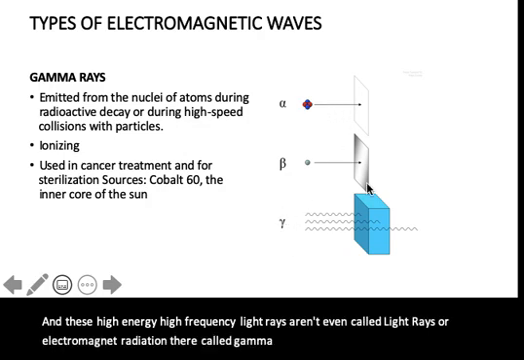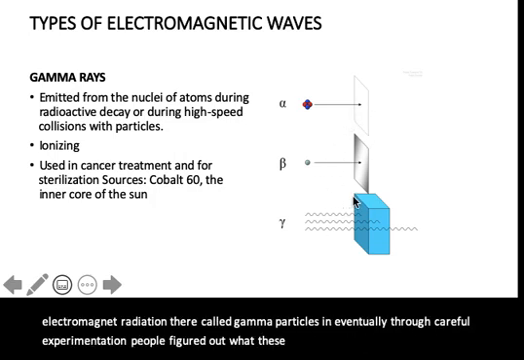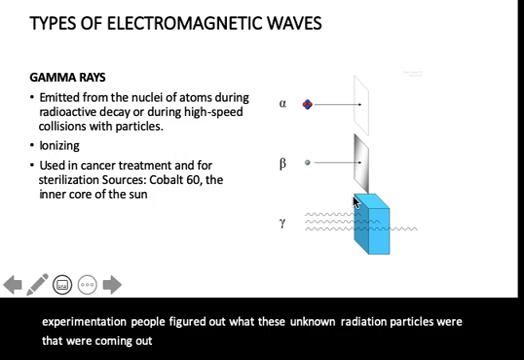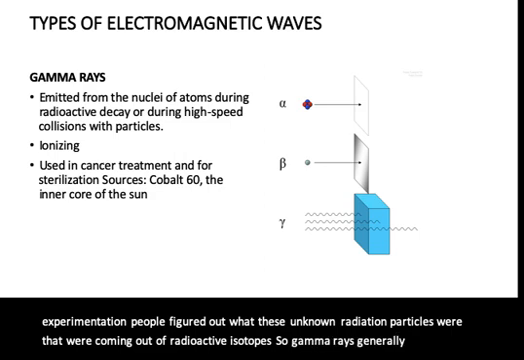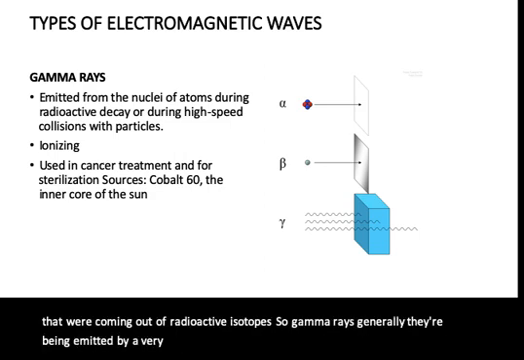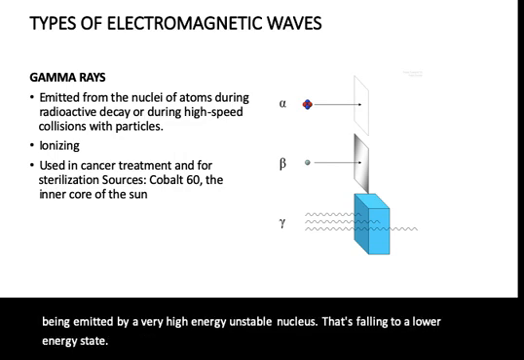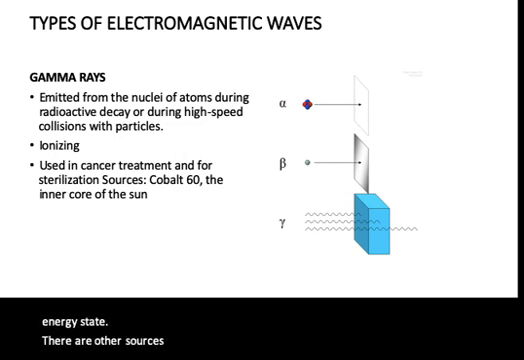And eventually, through careful experimentation, people figured out what these unknown radiation particles were that were coming out of radioactive isotopes, right? So gamma rays generally are being emitted by a very high energy, unstable nucleus that's falling to a lower energy state. There are other sources of gamma rays, but that would be the most common one on Earth.